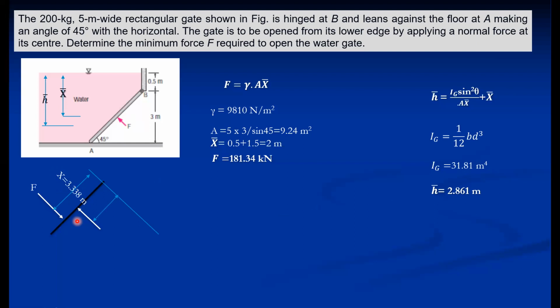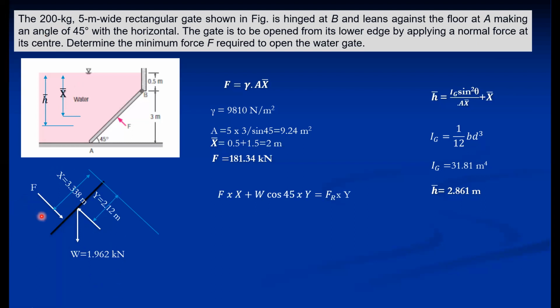Then this distance is exactly at the mid, so that is Y bar. Again, we can calculate Y by using the expression, which comes to 2.12. So the weight of the gate also plays an important role, because the weight is given, which acts at the center and acts downward, that is W. This 200 kg converted into kilonewton is 1.962 kilonewton. So this is the free body diagram.